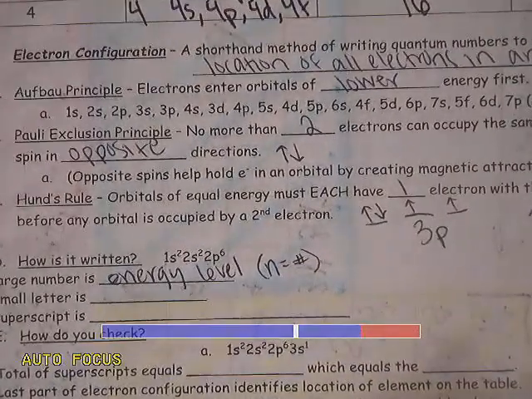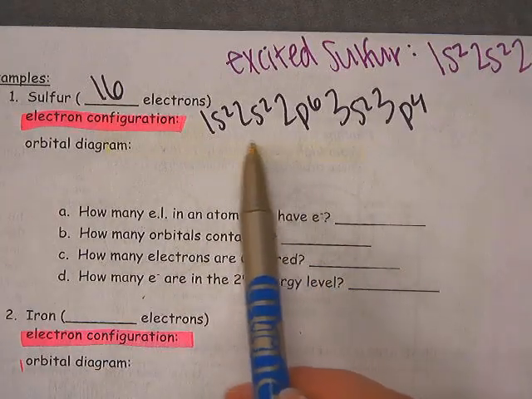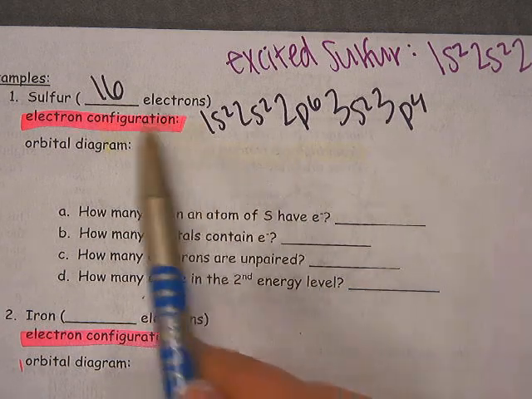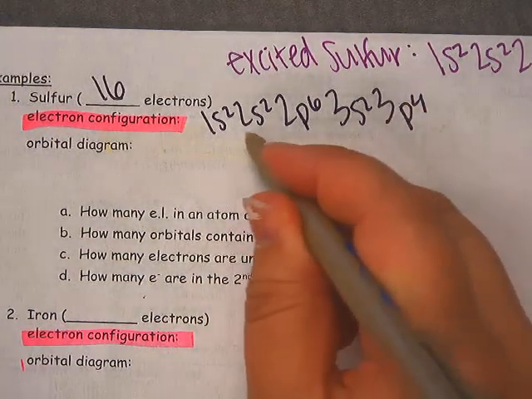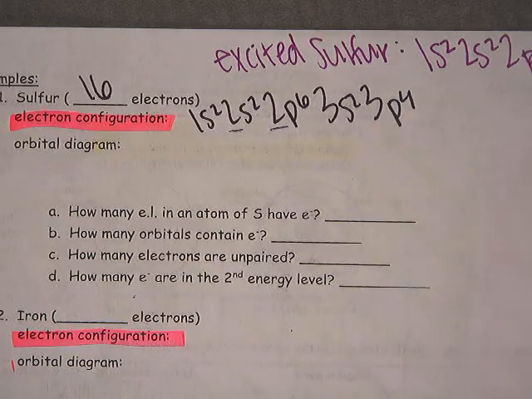If I asked, the way it might be worded is something like, how many electrons are in sulfur's n equals 2 energy level? Then you would just look at all of the things that have a big 2 in front of it and add those up. So the answer would be 8 for that question.